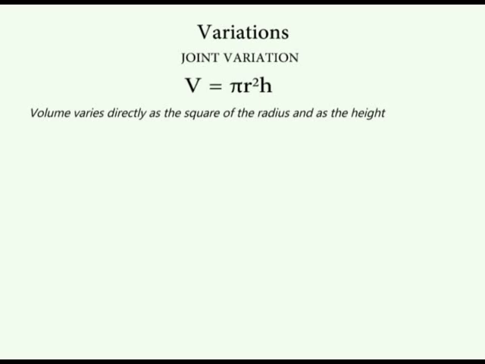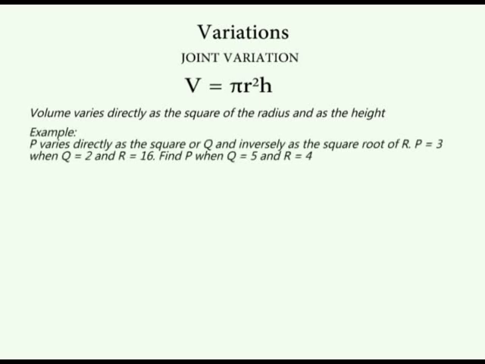For example, P varies directly as the square of Q and inversely as the square root of R. P is equal to 3 when Q is 2 and R is 16. Find P when Q is 5 and R is 4. And so P is proportional to Q squared, which means P is equal to k times Q squared. Also, the same P is proportional to 1 over square root of R, and therefore P is equal to k over square root of R.